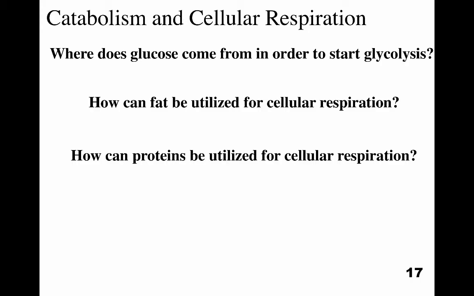Okay, guys, so we are going to talk about how everything kind of comes together, right? And so we talked about basically where we get the major macromolecules that we can utilize for making energy, specifically making or storing energy in the form of adenosine triphosphate or ATP, and then using that later. And so the first question is, where does glucose come from in order to start glycolysis?